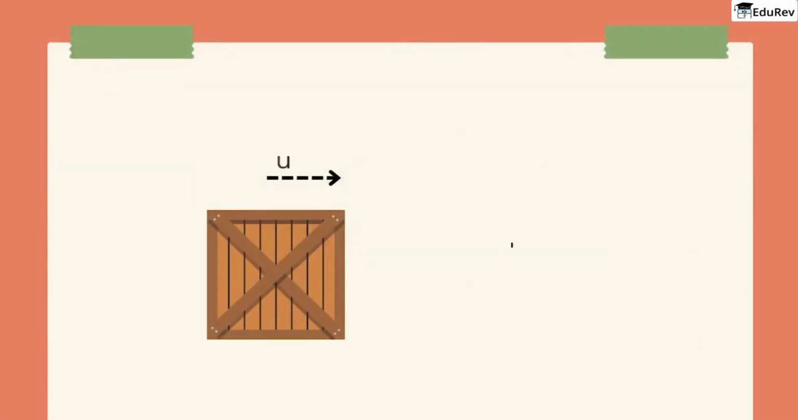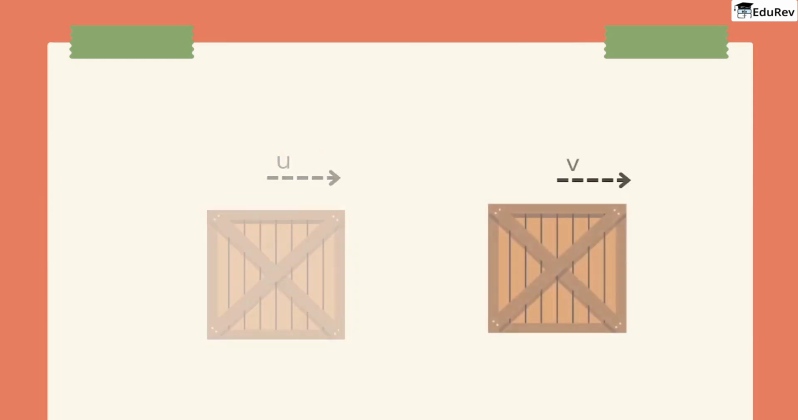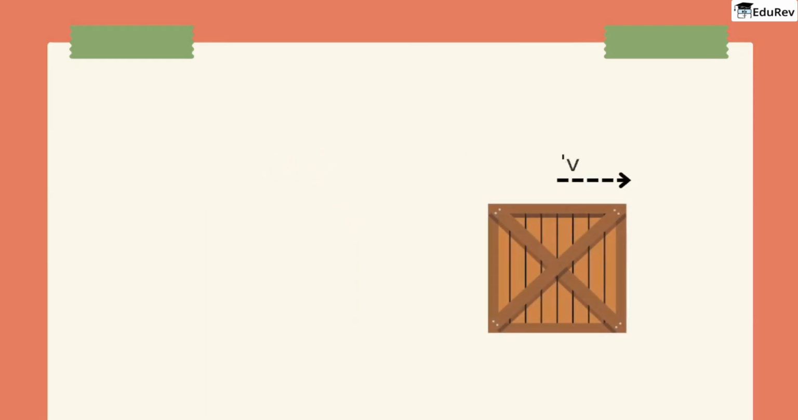Suppose that we have a box which had an initial velocity u, and after some time the velocity changed from u to v. So what do you think is the cause of this change? Yes, there must be some force that is being applied. So, in this chapter, we are going to study about force.